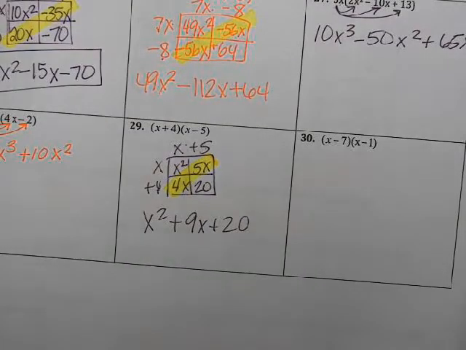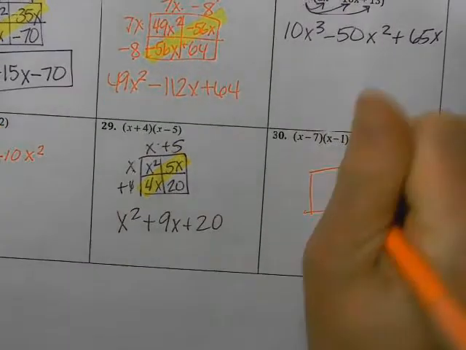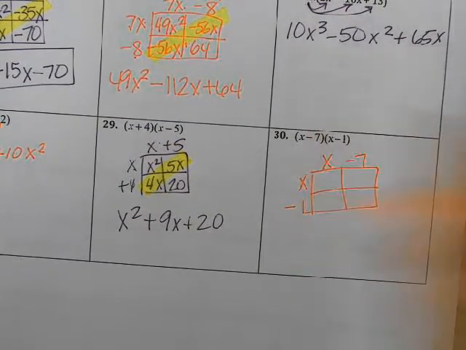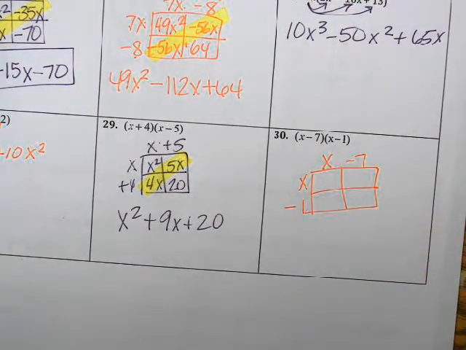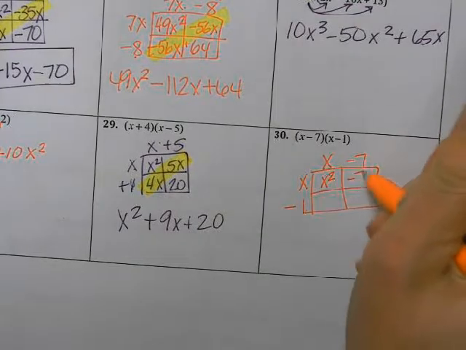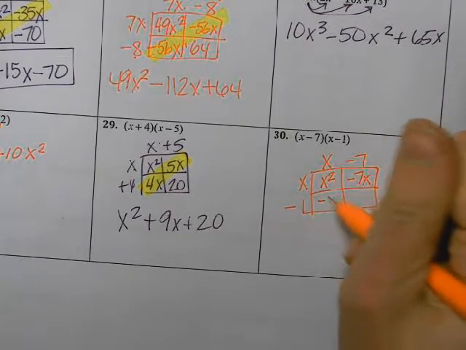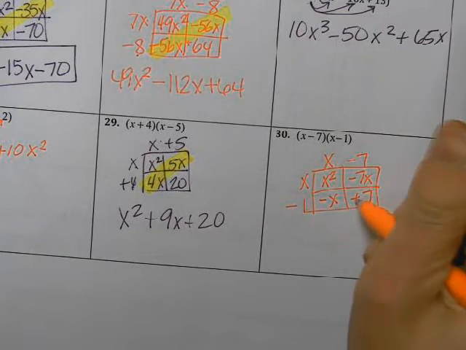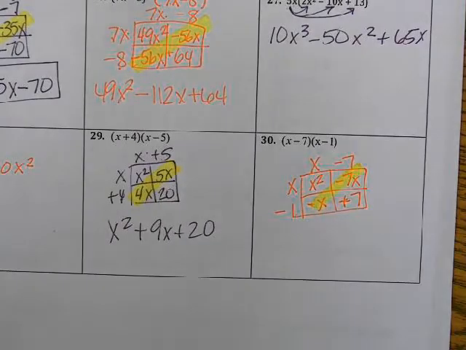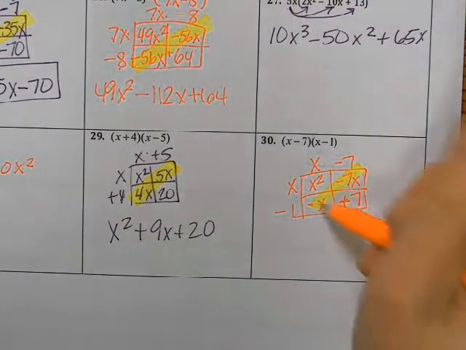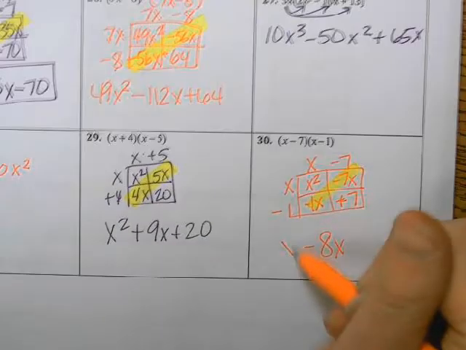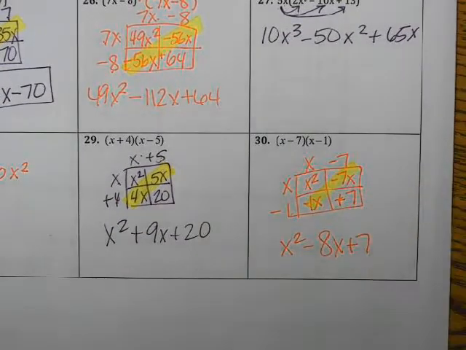Last one. Draw a box. X minus 7, x minus 1. Doesn't matter what side you put them on. You pick. It doesn't matter. X squared minus 7x minus x plus 7. Combine on the box. That's negative x and negative 7x, which is negative 8x. Got x squared at the beginning and positive 7 at the end.